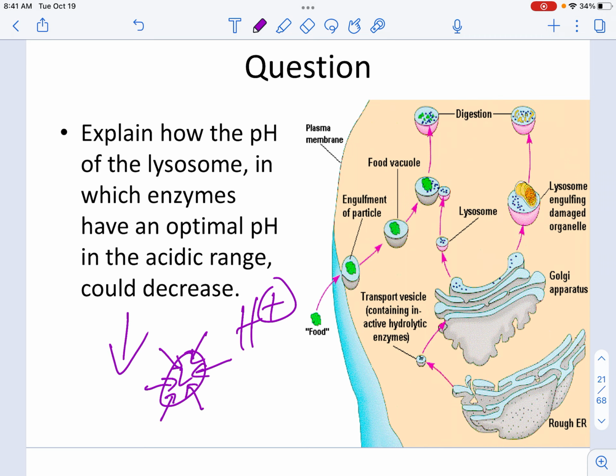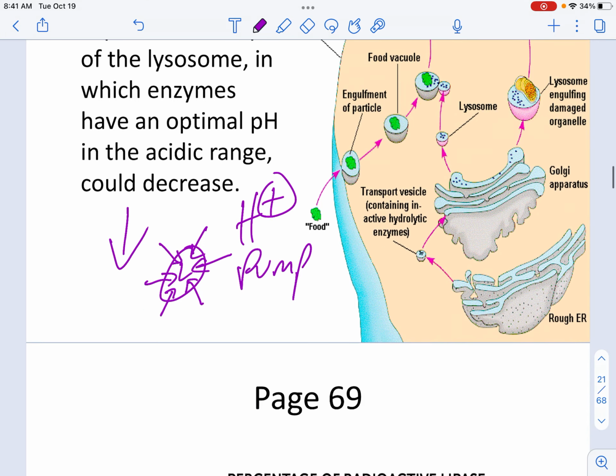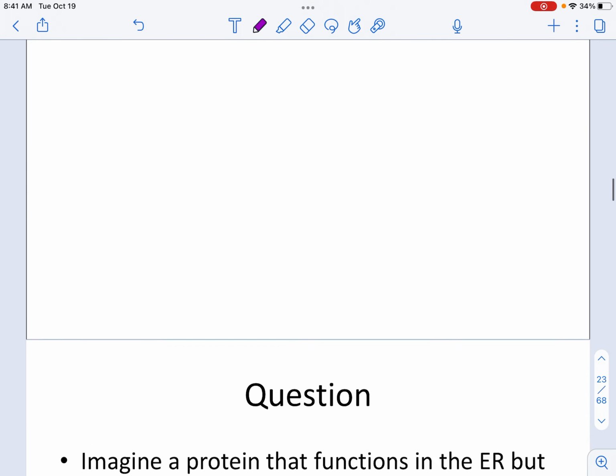So that would involve some sort of pump, protein pump, and there's theoretically other areas that could do that, but you have to be able to pump it across to lower the pH, because the more hydrogen ions, the more acidic a solution is.